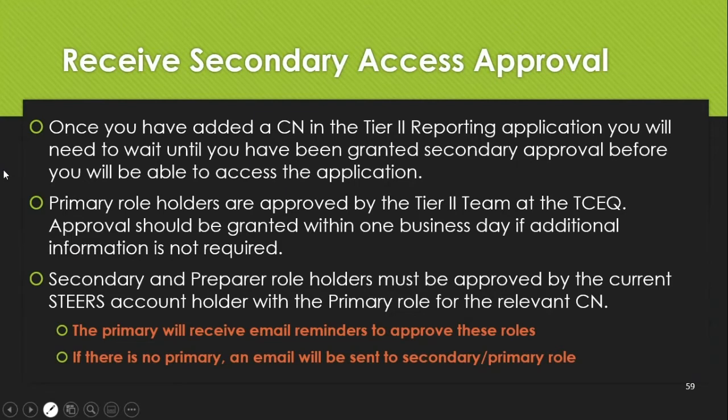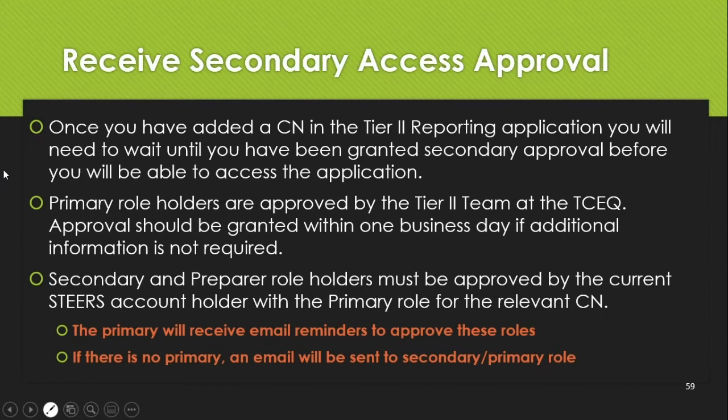Keep in mind that if you request primary access on a CN where someone else already holds that primary role, if we grant your access, you will be kicking out and overriding the access of the current holder. So that's why it's important to coordinate within your company on who's going to be holding that role. As the last thing you want is to kick someone else out of their primary role when they need that access. So it's always a good idea to coordinate, select a central person as that primary role holder, and then have everybody else sign up as that secondary or preparer role.